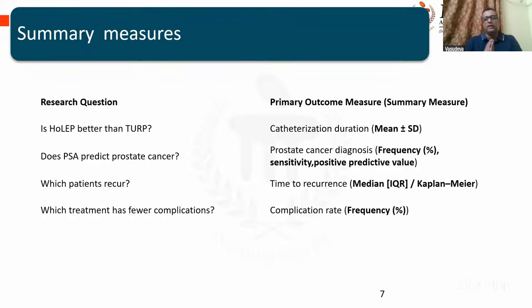So the primary thing is your PICO: population, intervention, comparison, and outcome. The O decides which summary measures you will be using. As I mentioned, if the outcome is numerical, then we use the first one. If the outcome is categorical, we use frequency and percentage. And if the outcome is numerical and has a lot of extreme observations, then we use median and interquartile range.